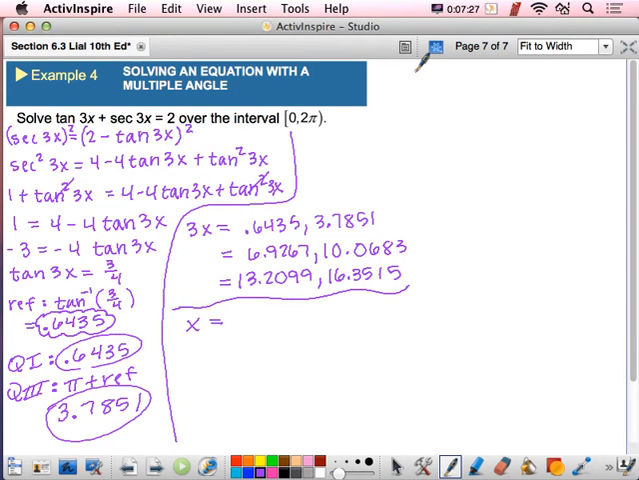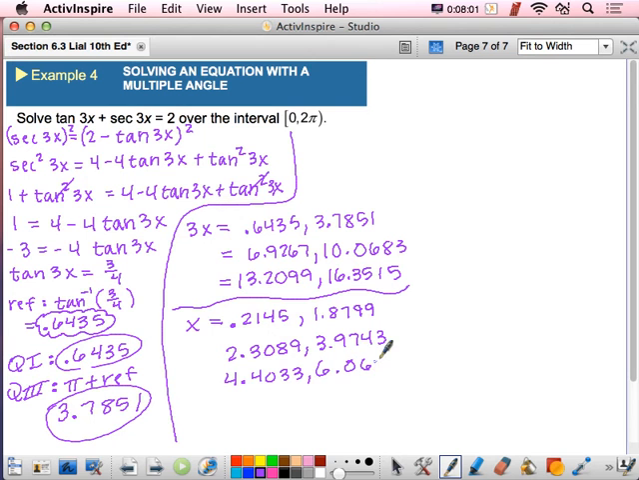Okay, so when we divide them all by 3, we get 0.2145, 1.8799, 2.3089, 3.9743, 4.4033, and 6.0687. So there are our 6 alleged answers.